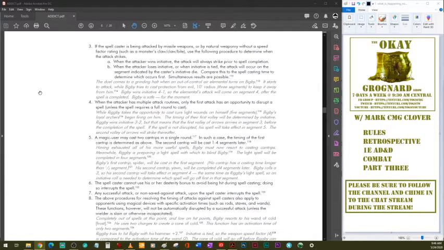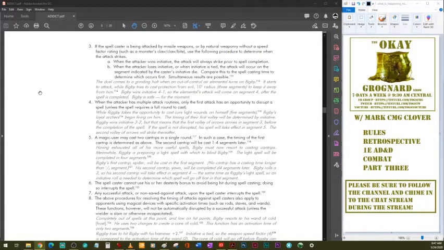Compare this to the spellcasting time to determine which occurs first. Simultaneous results are possible. There's an example. The duel comes to a grinding halt when an out-of-control air elemental turns on Bigby. It starts to attack, while Bigby tries to cast Protection from Evil, 10-foot radius, 3 segments, to keep it away from him. Bigby wins initiative 4-1, so the elemental's attack will come on segment 4 after the spell is completed. Bigby is safe for the moment.